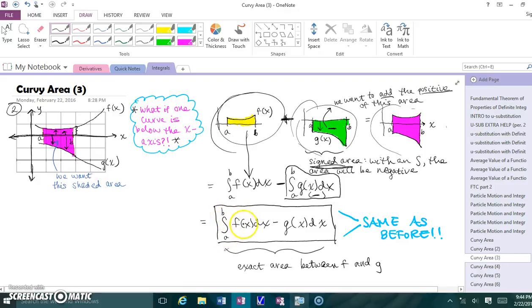The integral from a to b of f minus g, where f happens to be my upper curve and g happens to be my lower curve. So make sure you get that down. Pause the video as needed whenever you're doing this.